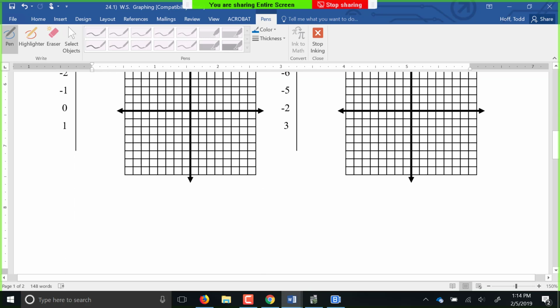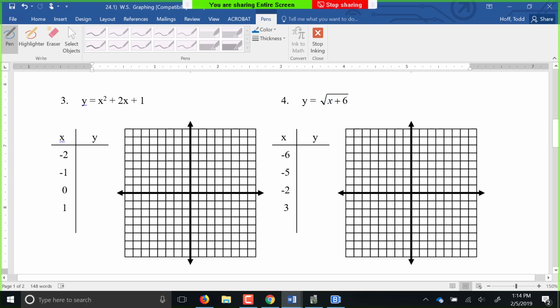This next one, y equals x squared plus 2x plus 1, we should recognize that. What word did I just put with that? Whenever it says x squared, it's called a quadratic. Very good. And quadratic equations form parabolas. This one happens to look like that.